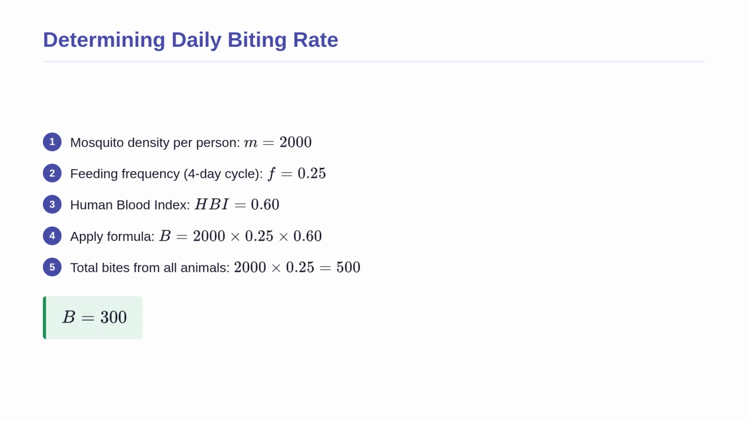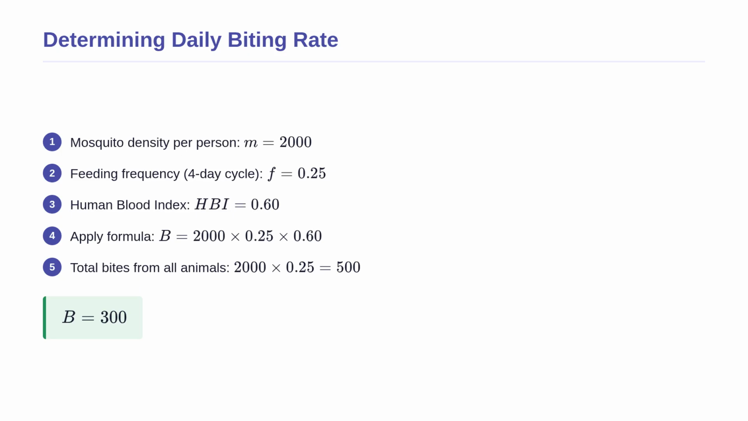Let us apply this comprehensive formula to a real village scenario. We are given a mosquito density of 2,000 mosquitoes per person. They feed every 4 days, giving a frequency of 0.25. Their human blood index is 0.60. We want to find the total human bites per person per day.